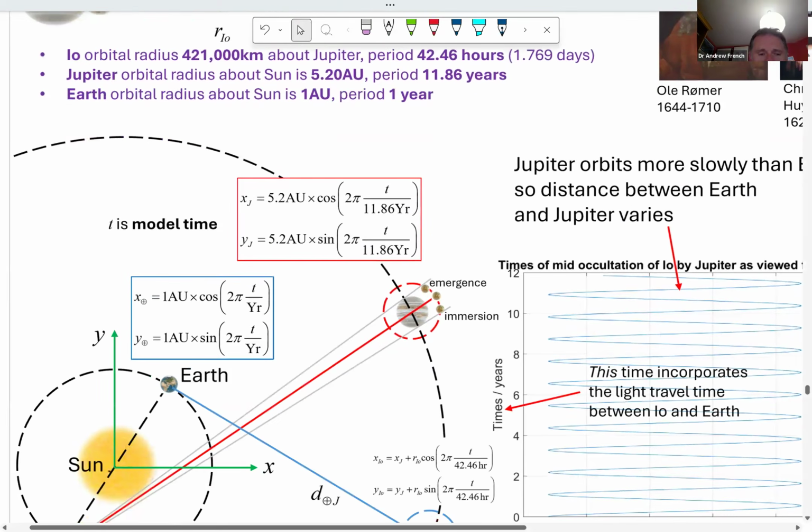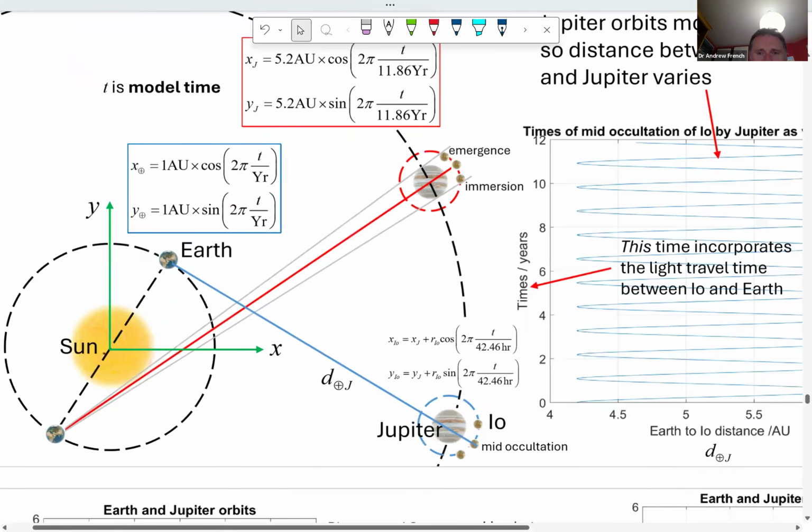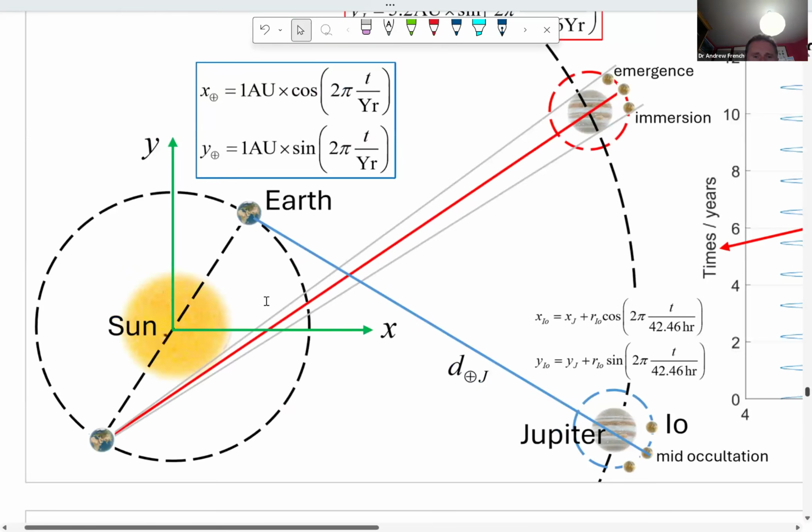So we want to have a little look at this picture. If I make that nice and big, we've got the Earth going around the sun, and then Jupiter going around a bigger circle around the sun as well. What we want to look at is where Io, Jupiter, and the Earth are all aligned, in other words, Io disappears behind Jupiter. I'm going to call the time where they're all aligned the mid-occultation time.